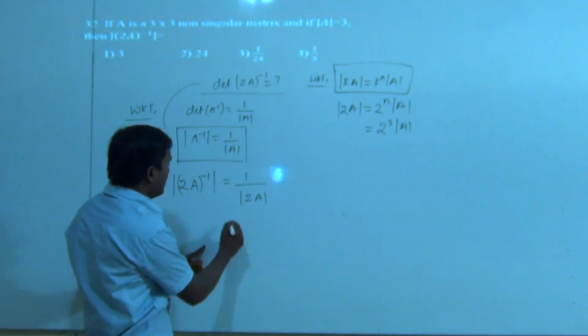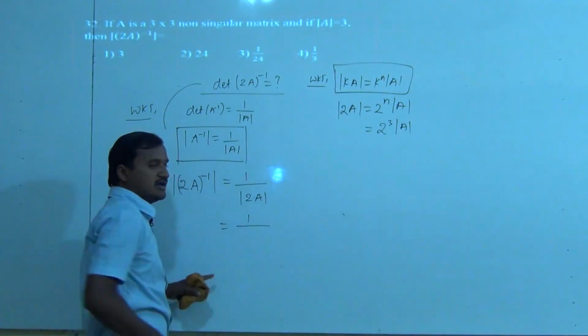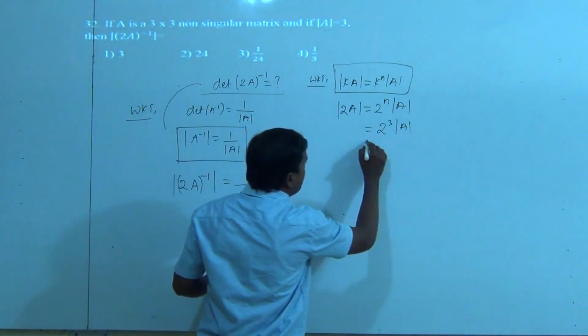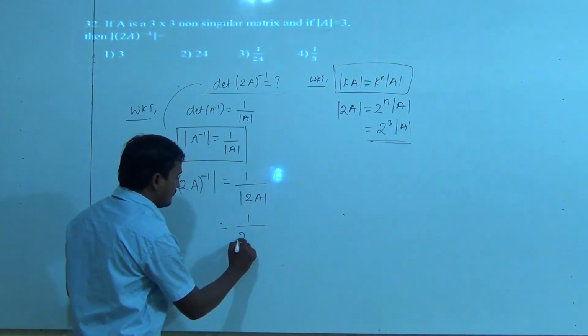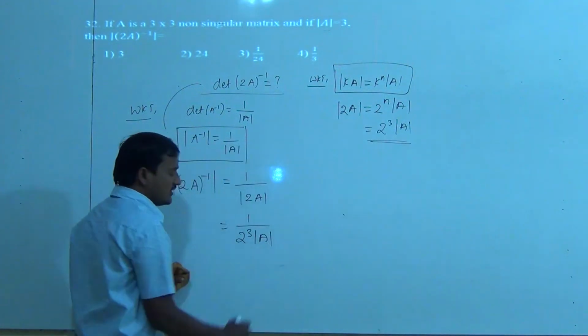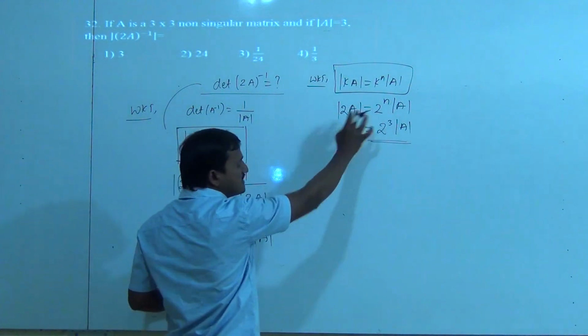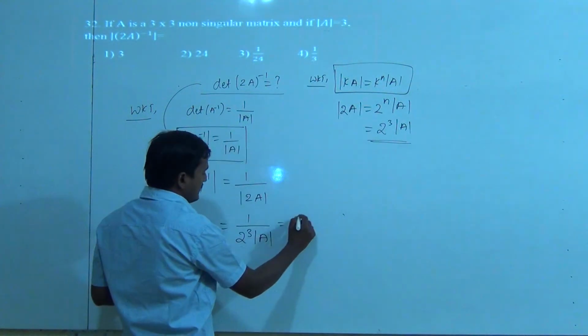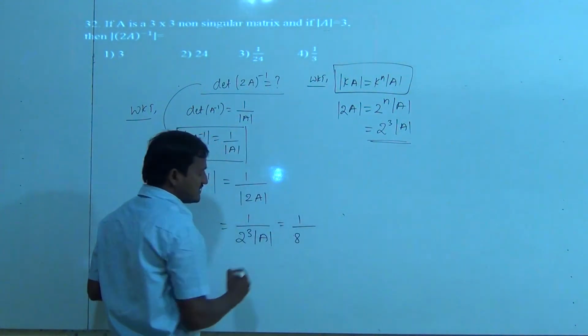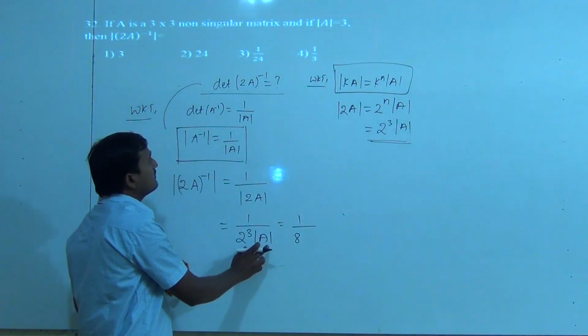Now I will replace the value of determinant of 2A by this one. Therefore 2 cube into determinant of A. I have just applied this result. Now 1 upon 2 cube means 1 upon 8. What is the value of determinant of A?